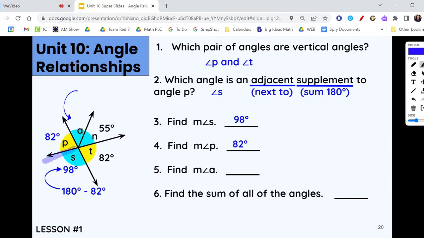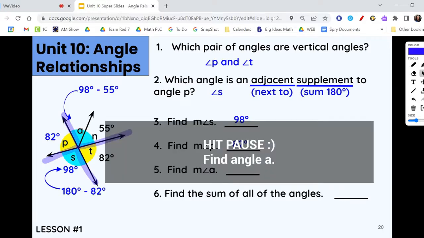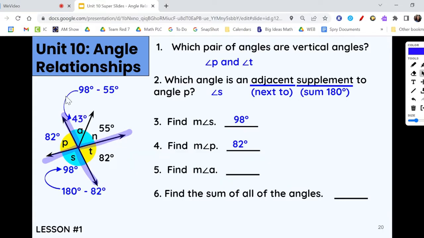I know that this whole angle is 98 degrees. I know that this whole angle, therefore, has to be 98 degrees. So to find angle A, I could do 98 degrees minus the 55 degrees that were already used up by angle N. And whatever's left over is for angle A. So go ahead and do that subtraction. Find out how many degrees are left for angle A. All right, you should get 43 degrees.